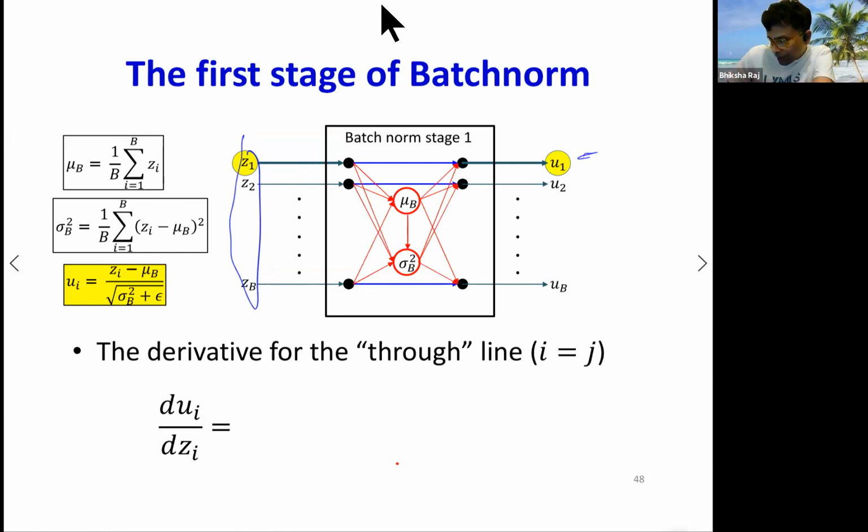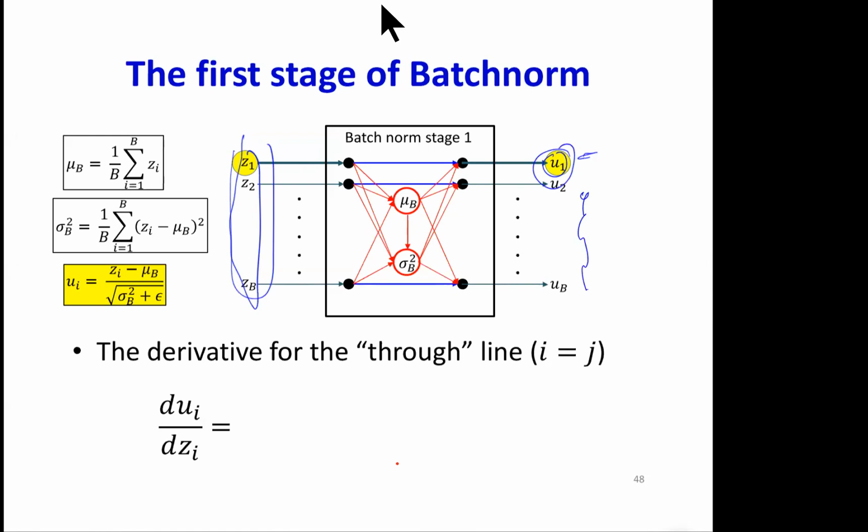So the problem here is the first option said every U is a function of every Z. The second option said every U is a function of every other U as well, which it is not. Oh, I see. Thank you. Right? Okay.